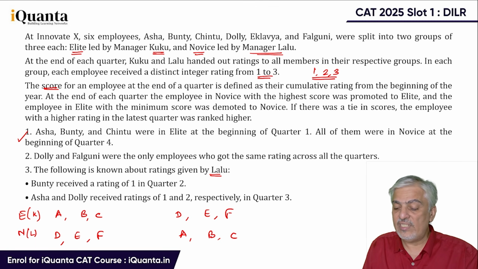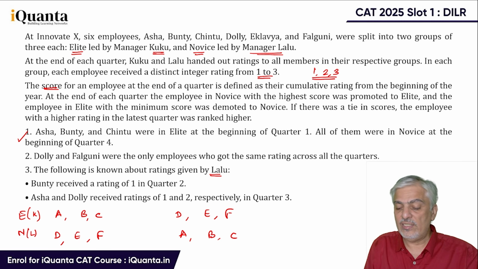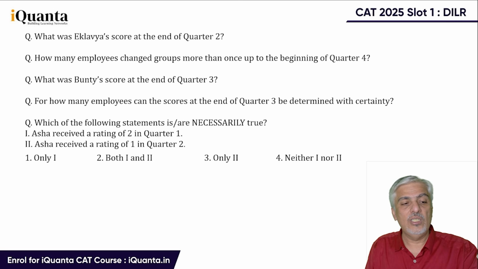A and D received a rating of 1 and 2 in quarter 3. So by quarter 3, there is D still over there in its position and A has been transferred. So that's pretty interesting. These two data will help me a lot. Let's read the questions to understand the questions. What was Eklavya's score at the end of quarter 2?